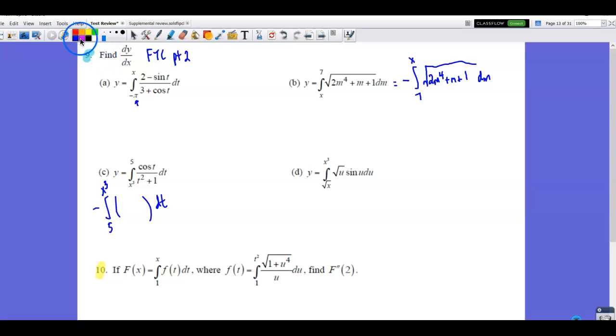So here we go, FTC Part 2. So to find the derivative of a definite integral, I keep the integrand. So I take out the t. So that t is out. I'm going to do it in the denominator. Take out the t. I'm putting in the new function, and in this case, the new function is the variable x. So I put in an x, and I put in an x.